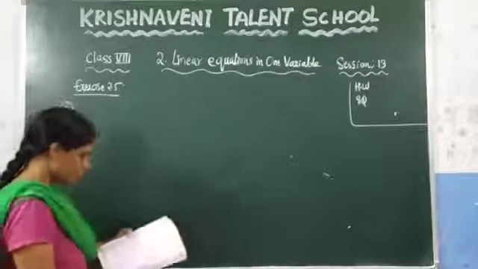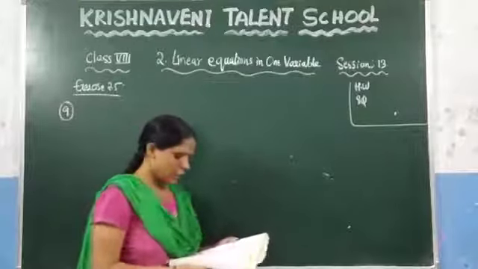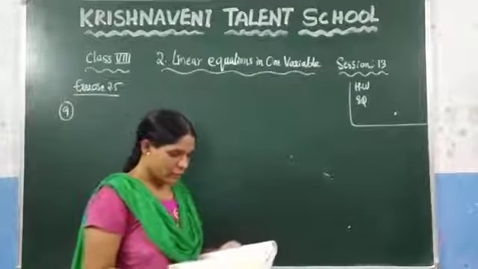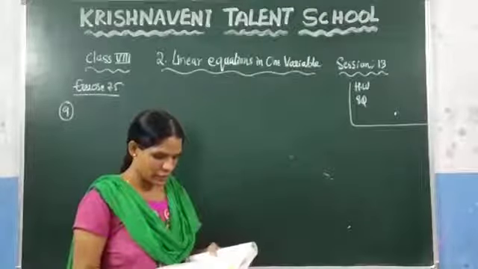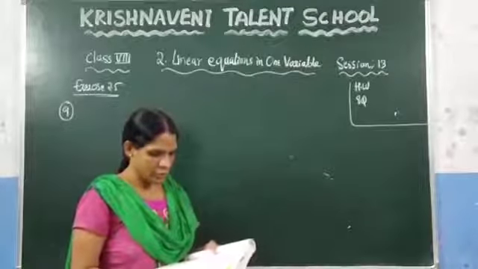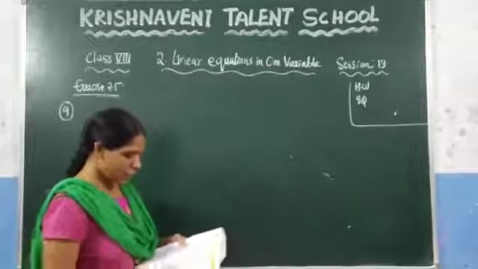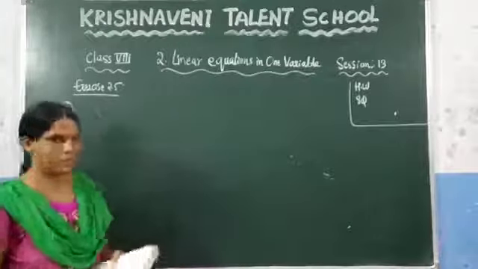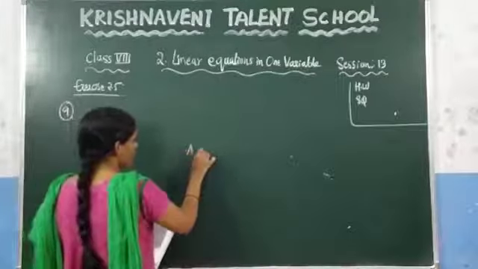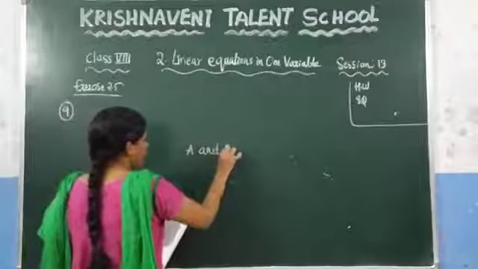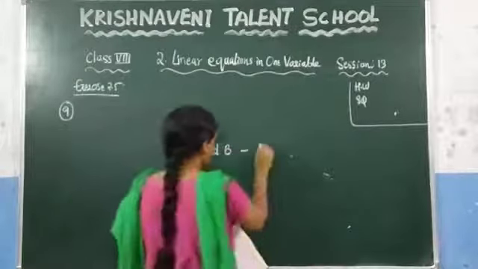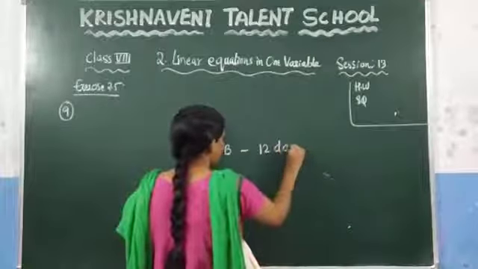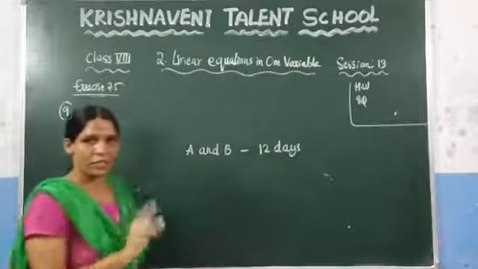In the 9th question, what they have given is: A and B together can finish a piece of work in 12 days. If A alone can finish the work in 20 days, in how many days can B alone finish it? That means let us consider 2 persons, A and B. A and B have completed one work in 12 days.